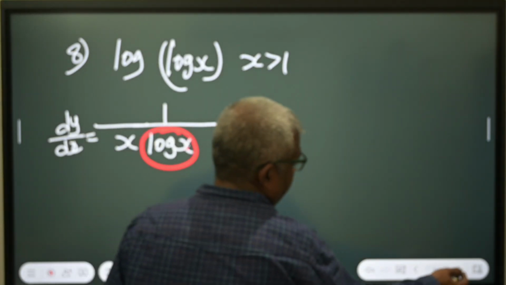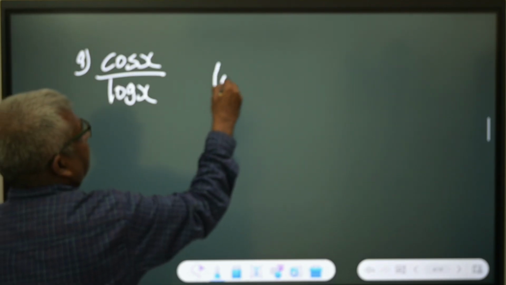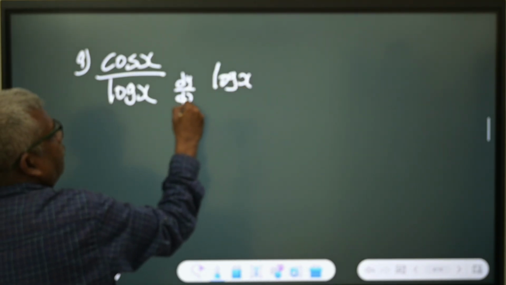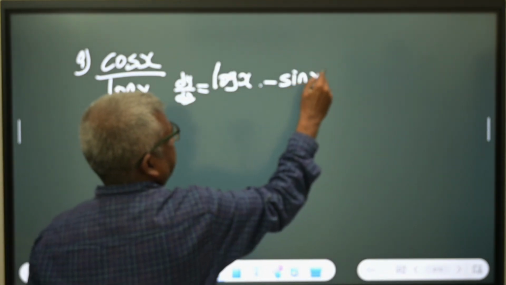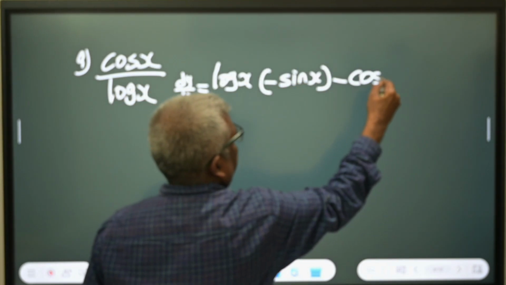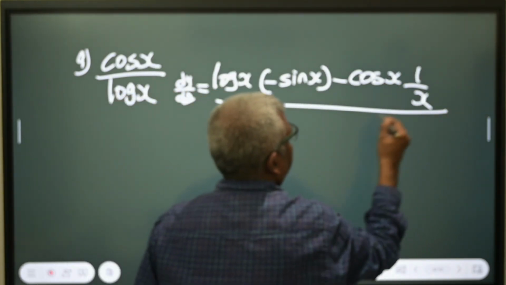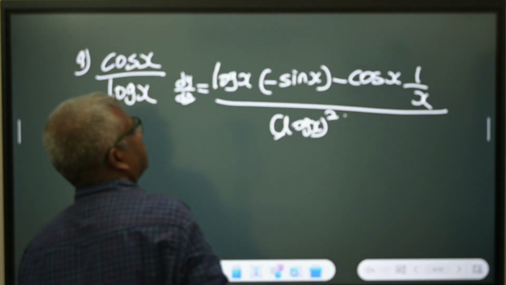Okay, question number 9. Simple. V u dash minus u v dash. dy by dx is equal to v. V is log x. U dash, cos x is minus sin x. Minus cos x. Log x, if you differentiate, 1 by x. Divided by log x square.